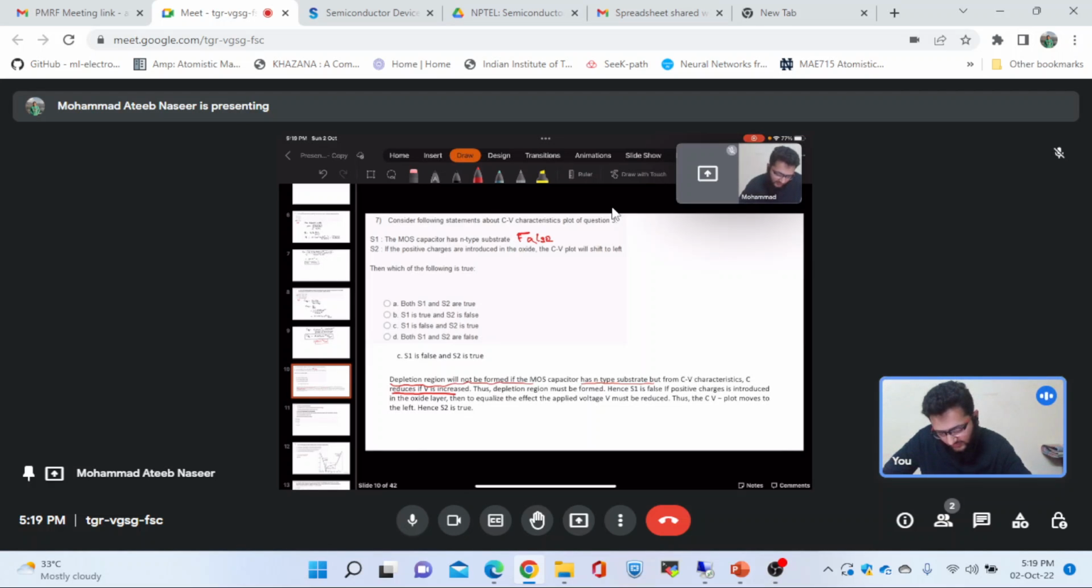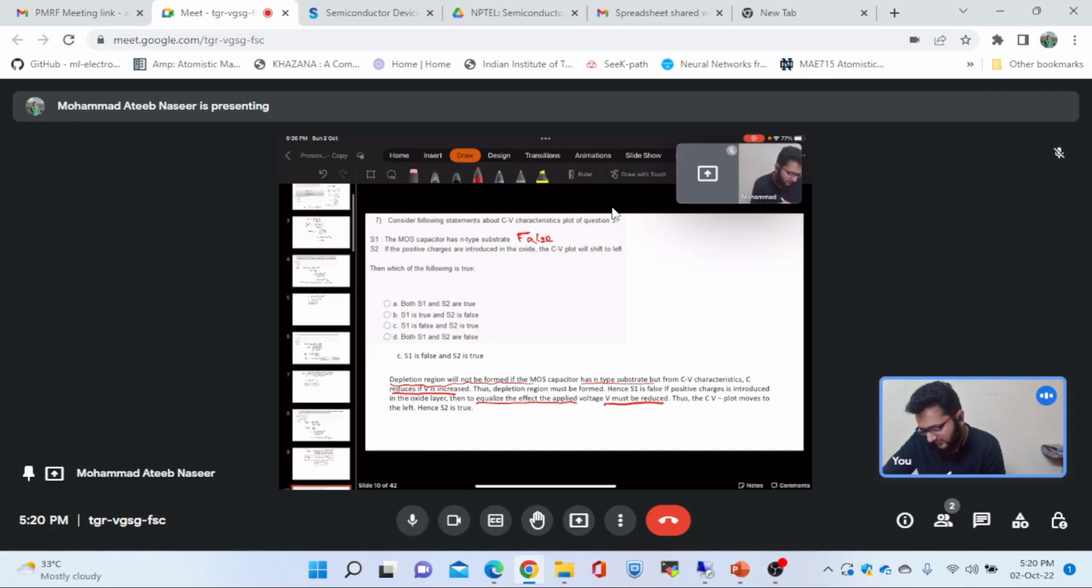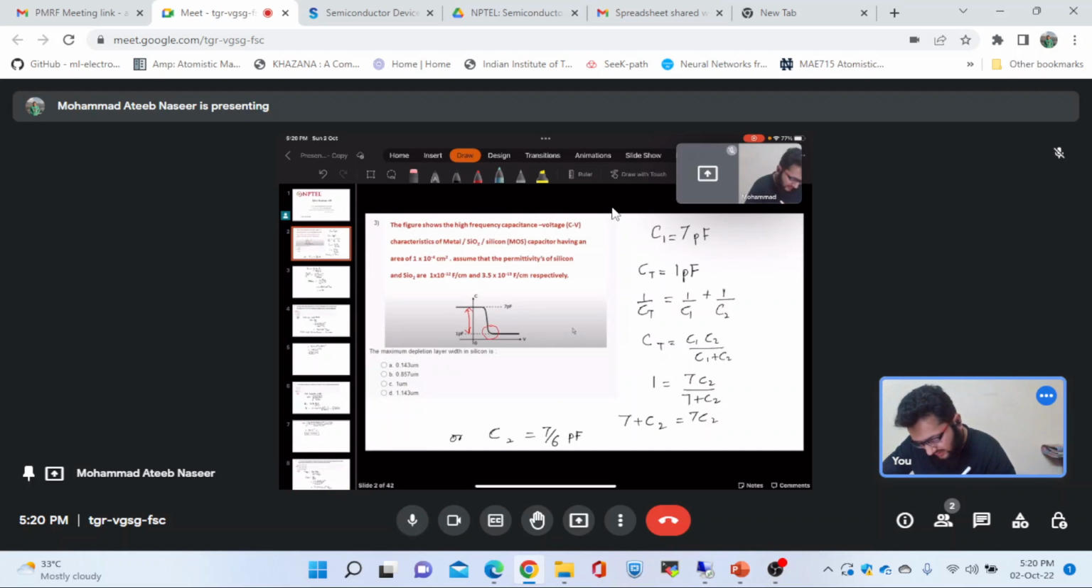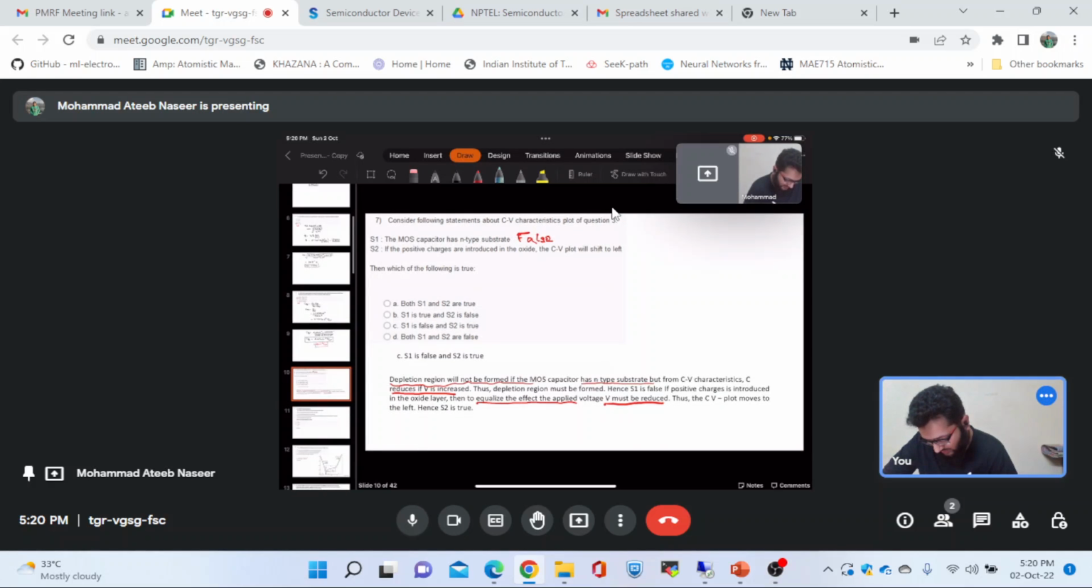So that's what is written. If positive charge is introduced in the oxide layer, then to equalize this effect, the applied voltage must be reduced. Thus, the CV plot moves to the left because now less voltage is required. So we will have something like this. It will move towards the left. Now this shape will remain the same. I'm not doing anything with the shape here. Now let's see another problem.